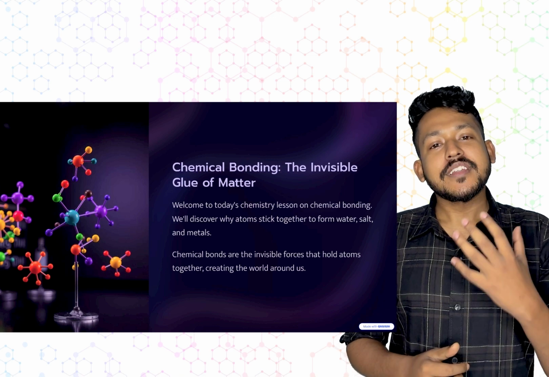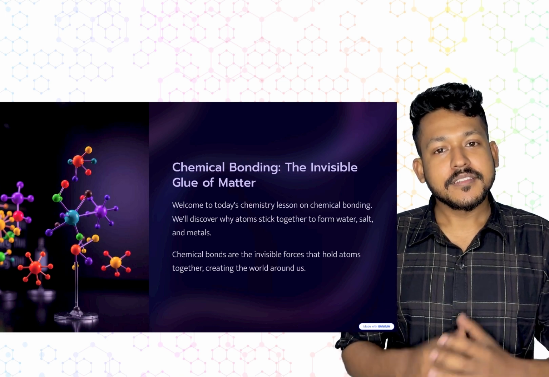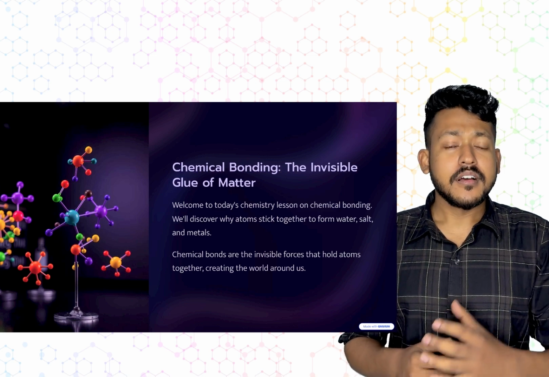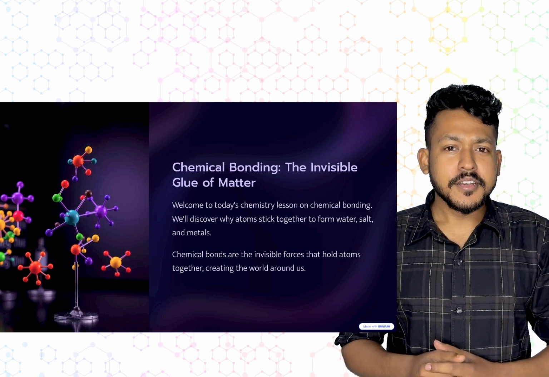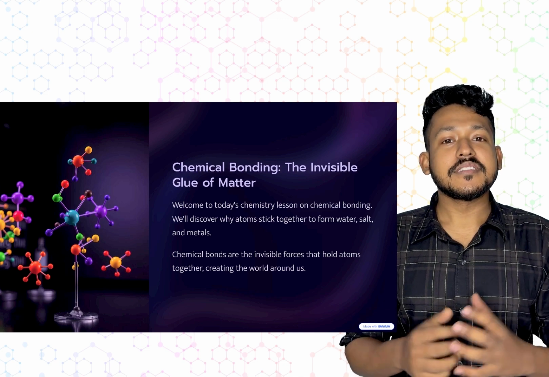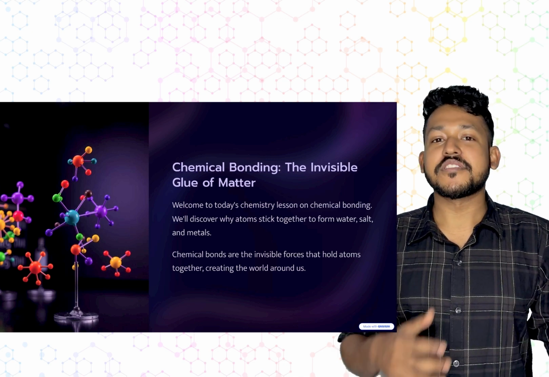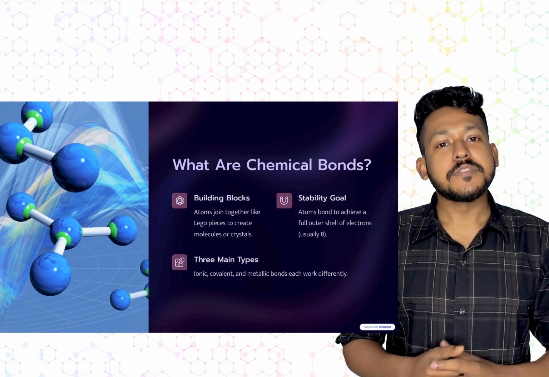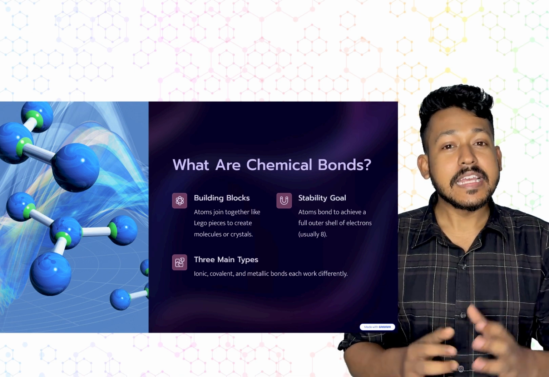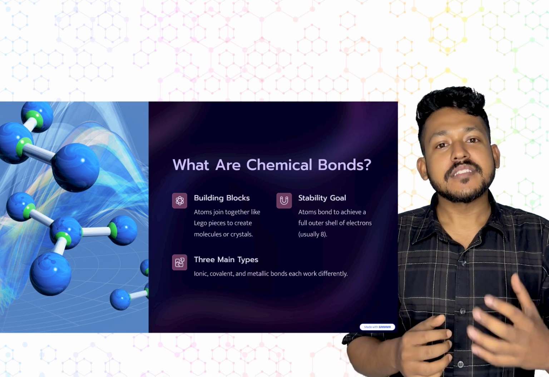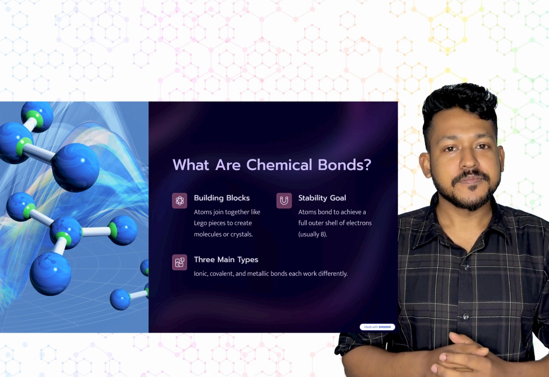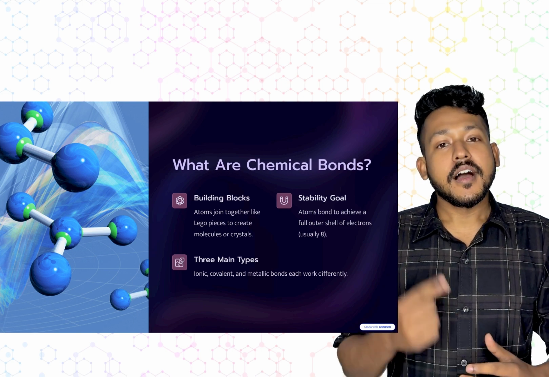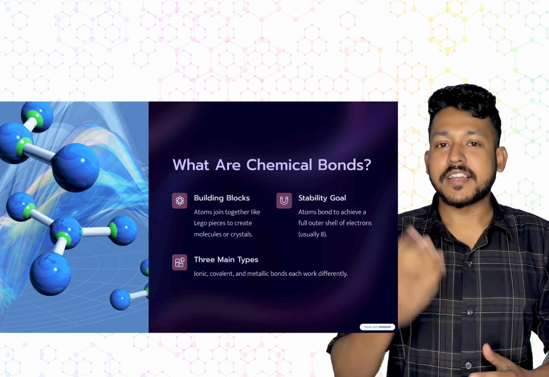First, what is chemical bonding? Think of atoms as tiny building blocks like Lego pieces. Alone, they are just small bits. But when they join together, they create amazing things like molecules or crystals. A chemical bond is that force which holds the atoms together, like invisible glue that makes atoms stick to form compounds. There are three main types of bonds we will explore today: ionic, covalent, and metallic.